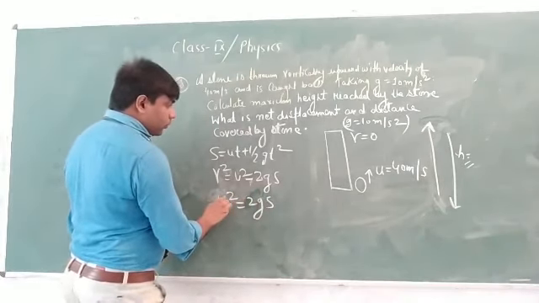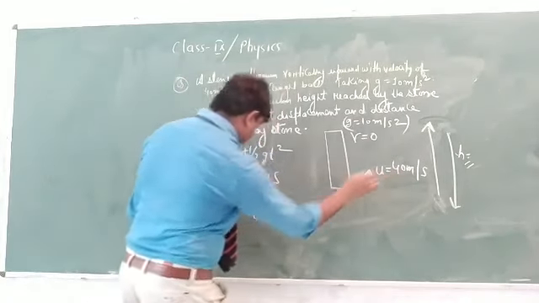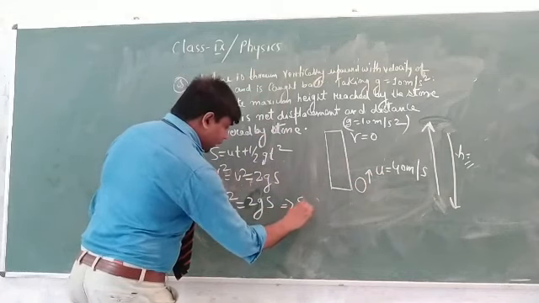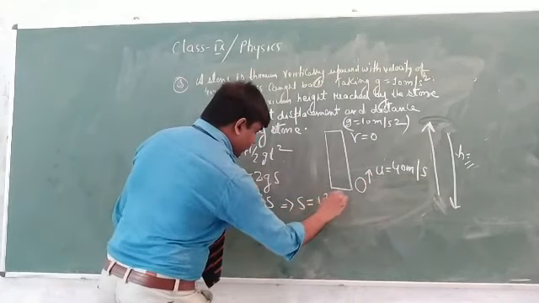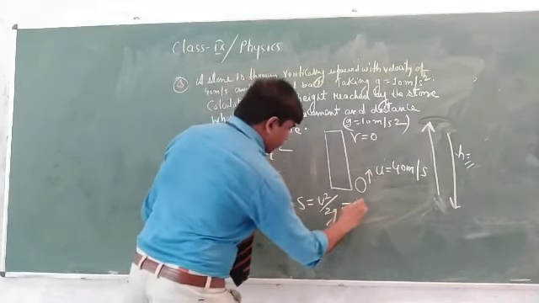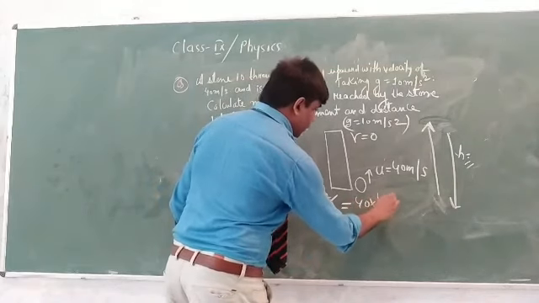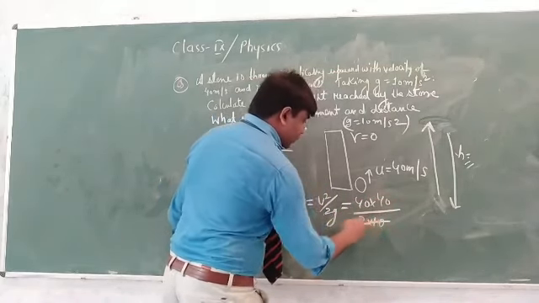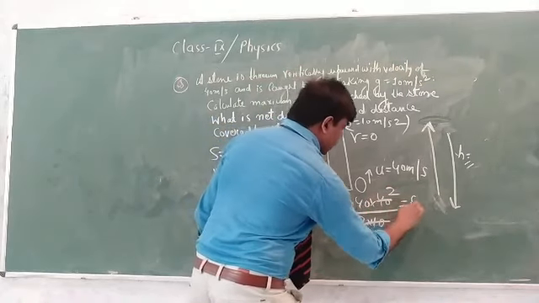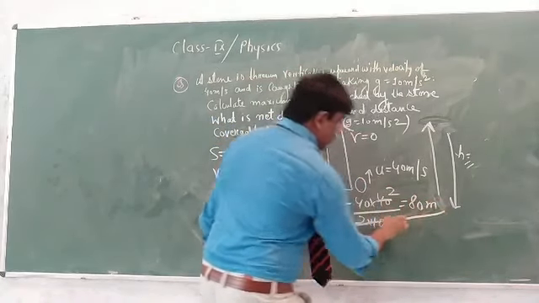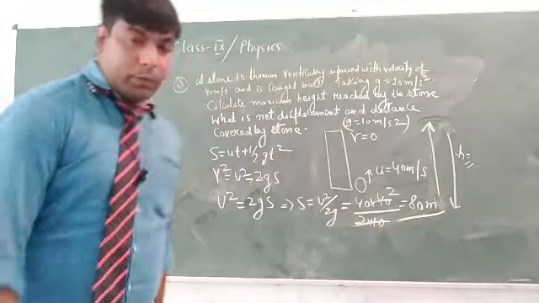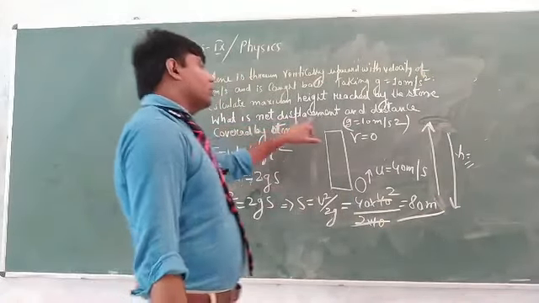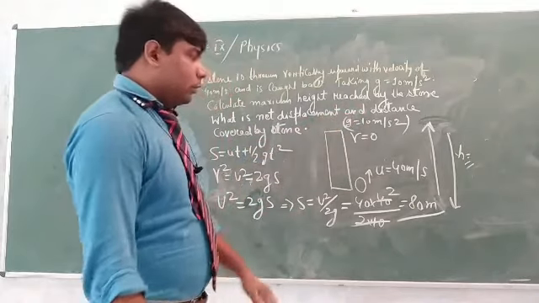So initial velocity is 40, and we can write s equal to u square by twice g. What is u? 40 squared divided by 2 times 10. That is equal to 80 meter. So height of the building is how much? 80 meter, right? In the next question they are asking what is the net displacement and distance.